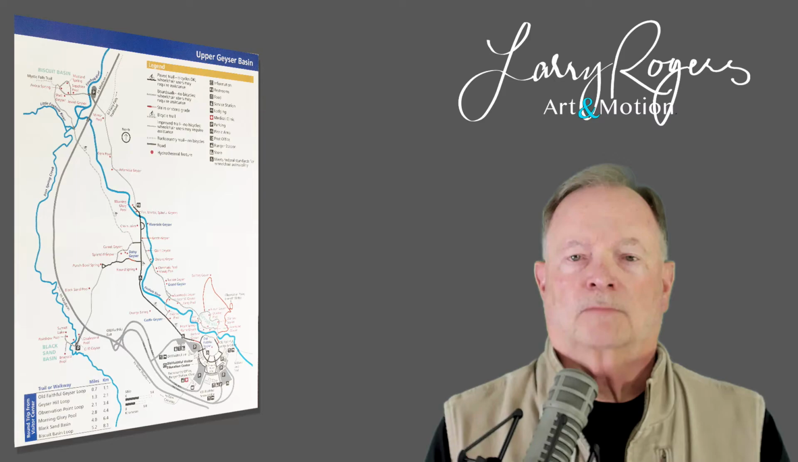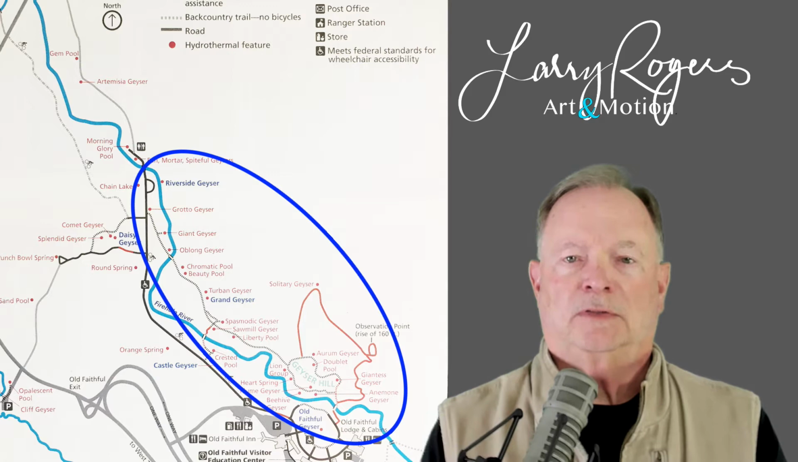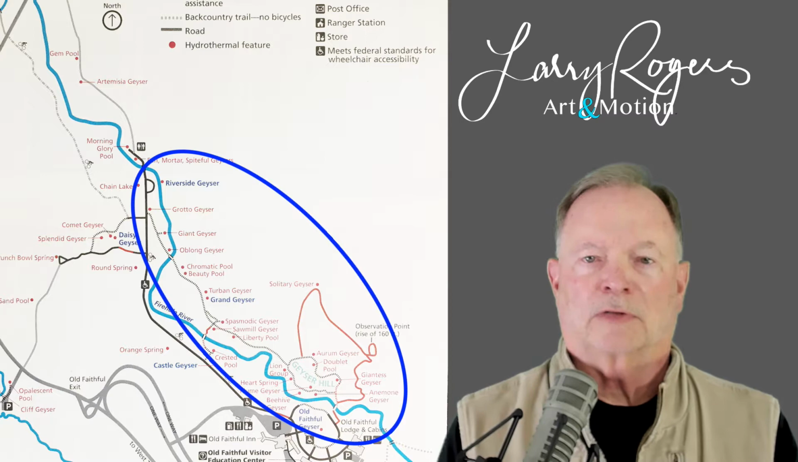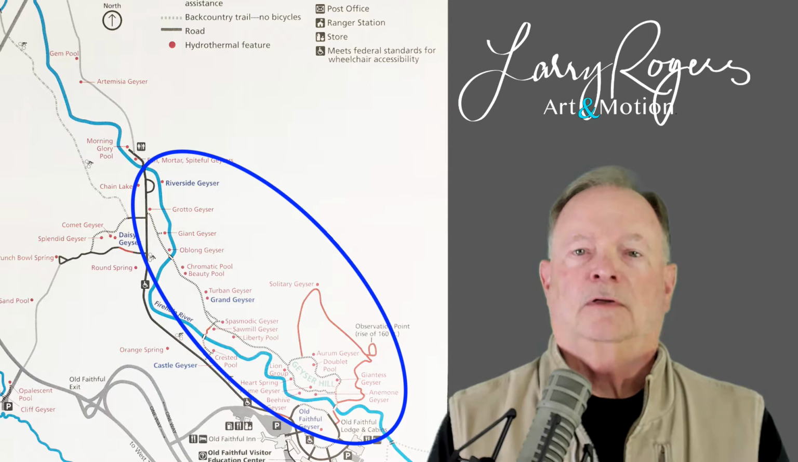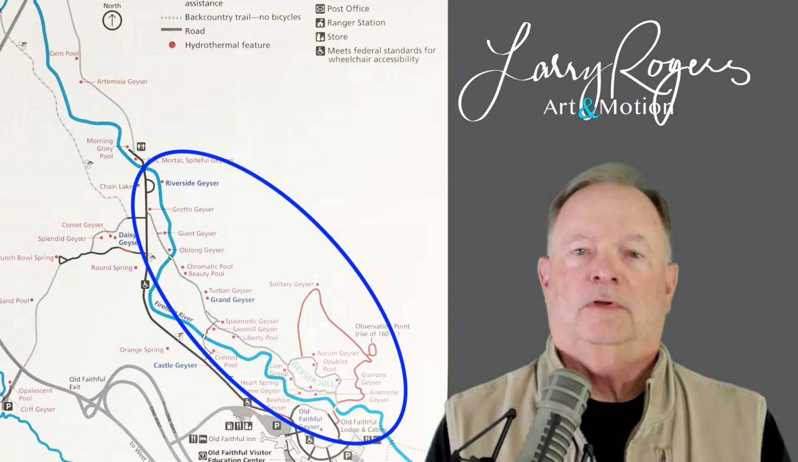The loop is about 2 miles long, and depending on how many stops you want to make for photos, you can do it in a little over an hour, hour and a half, or you can do what I do. I spend maybe a half a day going around the Old Faithful Loop trying to get various angles on the pictures that I want to show my friends back home. You'll see geysers, you'll see hot springs. It's just a gorgeous place to visit.